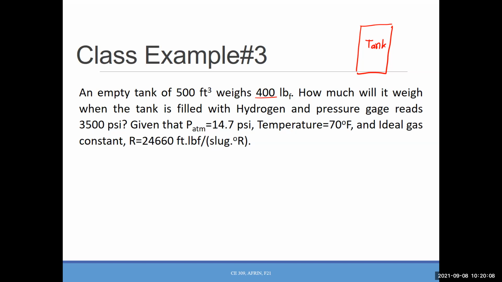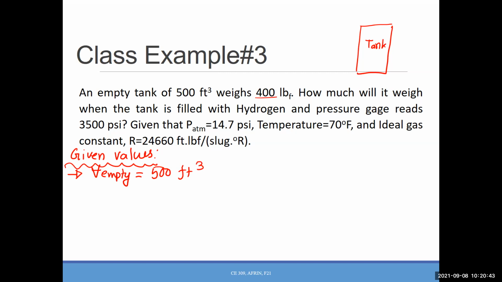So let's write down all the known values and unknown values and how we can connect those. Okay, so you will help me to write down all the given values. What is the very first given value here for this question? The volume of the empty tank, right? So volume empty equals to what? 500 feet cube. What else?